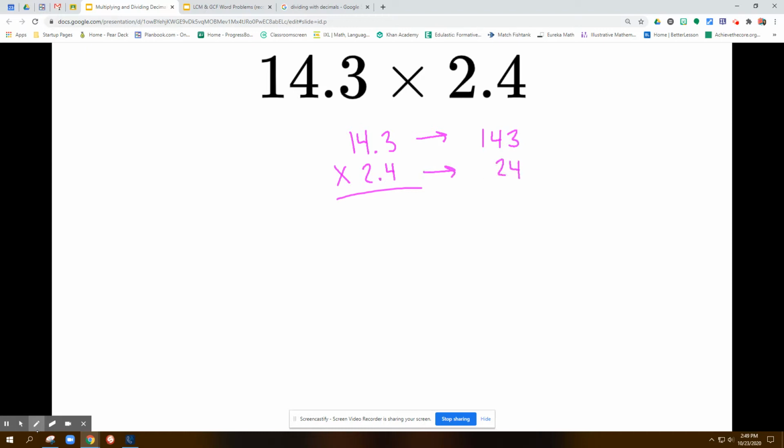So really what you were doing was you were moving these decimal points over one spot each, or you can also think of this as multiplying your numbers by 10 in order to get whole numbers to work with. So 4 times 3 is 12, carry your 1. 4 times 4 is 16, plus 1 is 17, carry your 1. 4 times 1 is 4, plus 1 is 5.